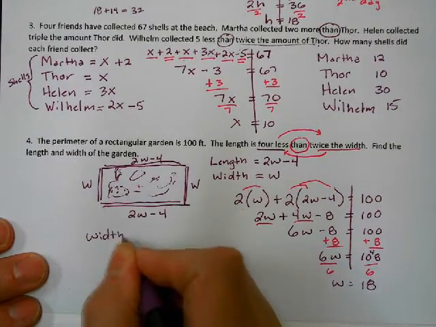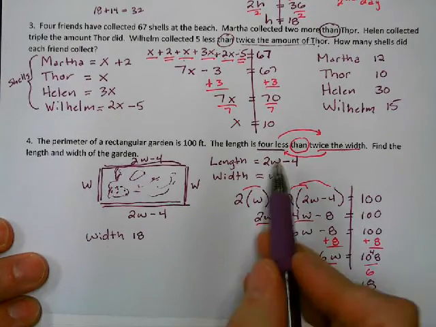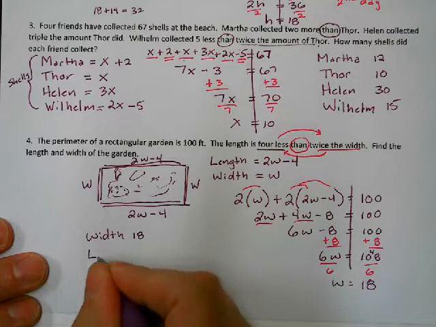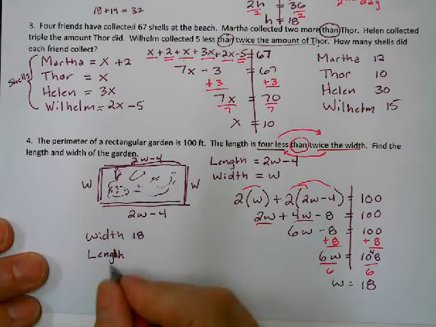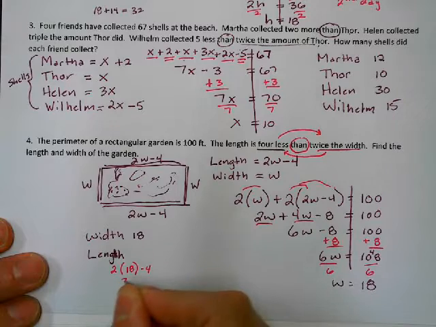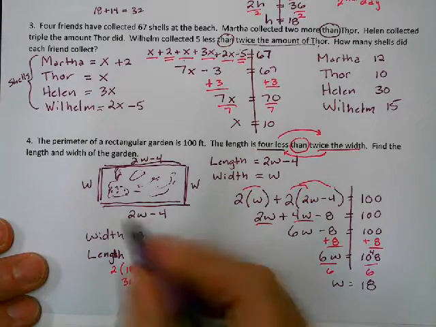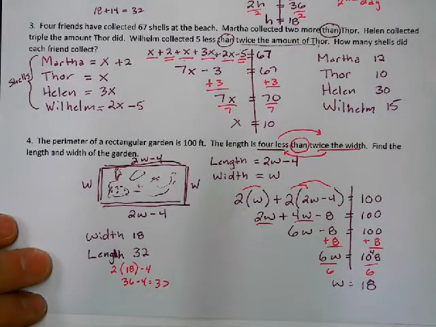The length of the garden would be 2 times 18 minus 4. So for the length, I can't spell. The length, we have to do 2 times 18 minus 4. So that would be 36 minus 4, 32. So my length of the garden is 32. Now let's see if this answer makes sense. If this makes sense, our length and our width should add up to 100.